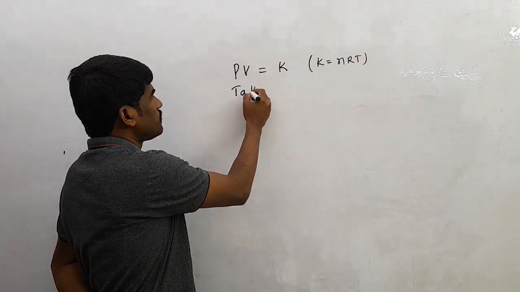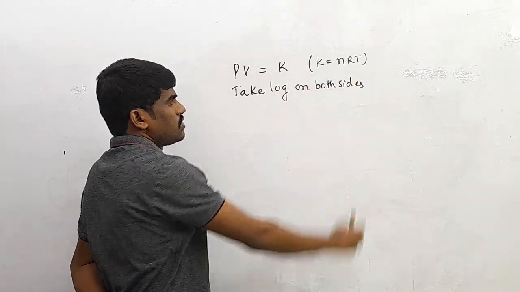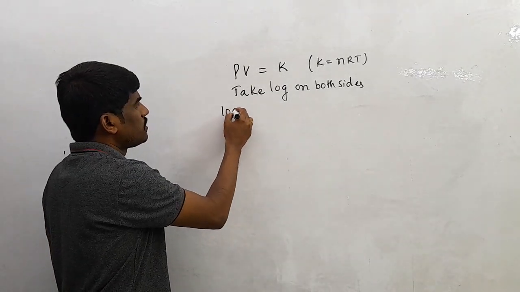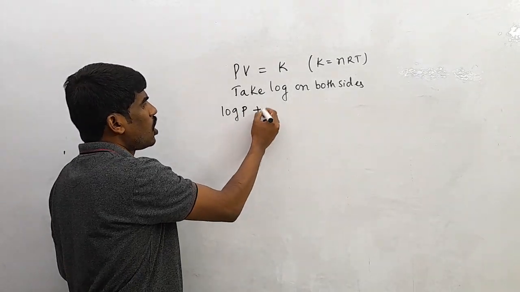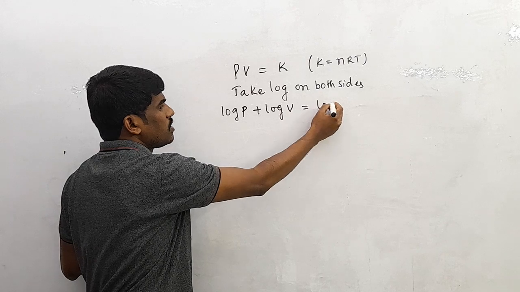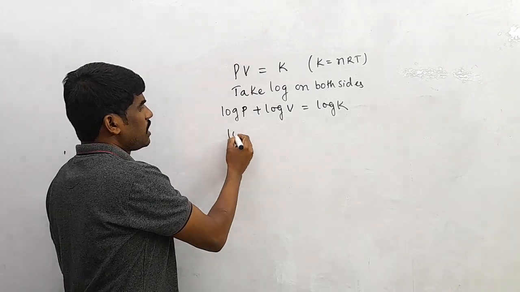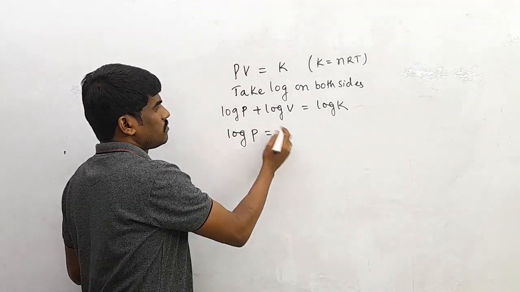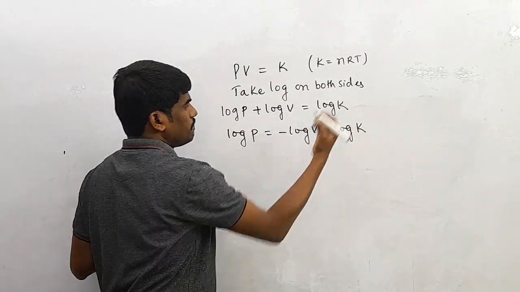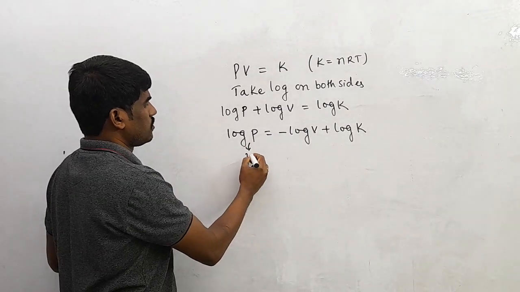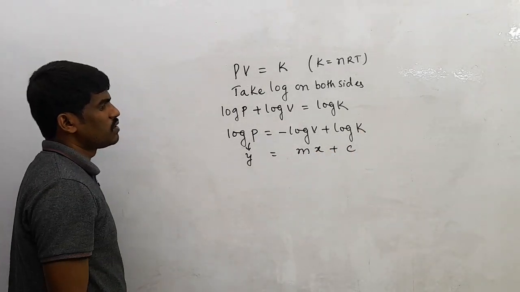Take log on both sides. Children, if you take log on both sides, what you are going to get? This is log A into log B, that is, I can write it as log A plus log B. So log P plus log V is equal to log K. In another way, I can write it as log P is equal to minus log V plus log K, sending it to that side. So it is in the form of y is equal to mx plus c.